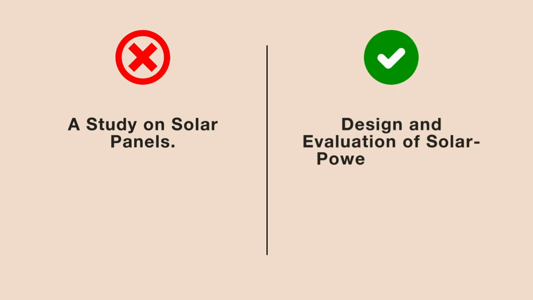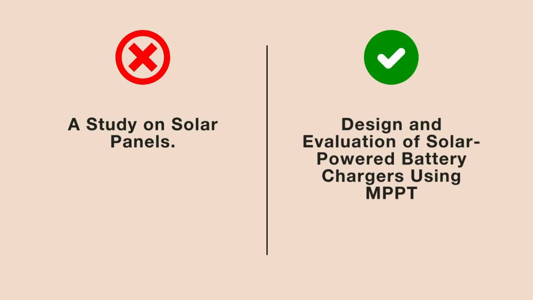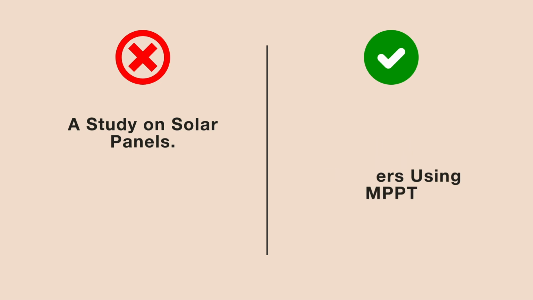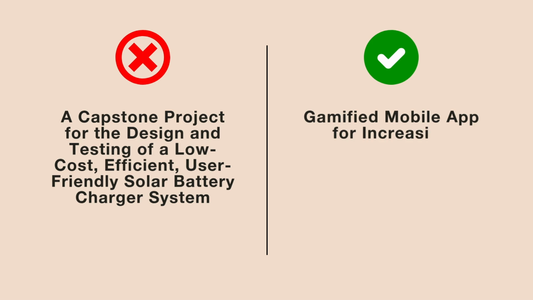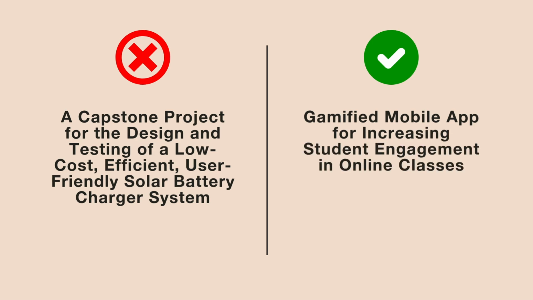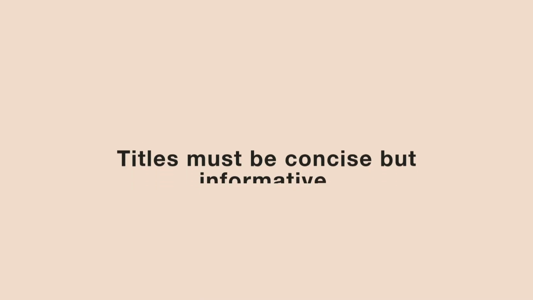So we can rephrase this by saying, design and evaluation of solar-powered battery chargers using MPPT, or gamified mobile app for increasing student engagement in online classes. Now you can see that these titles are concise but informative. They tell the reader exactly what to expect, which helps with both readability and searchability. So your title is the first thing that the readers notice, so make it count.